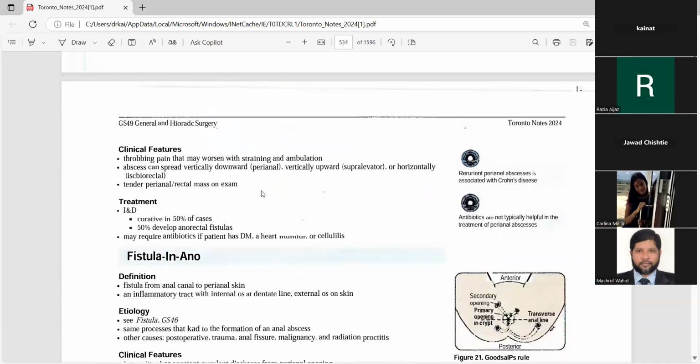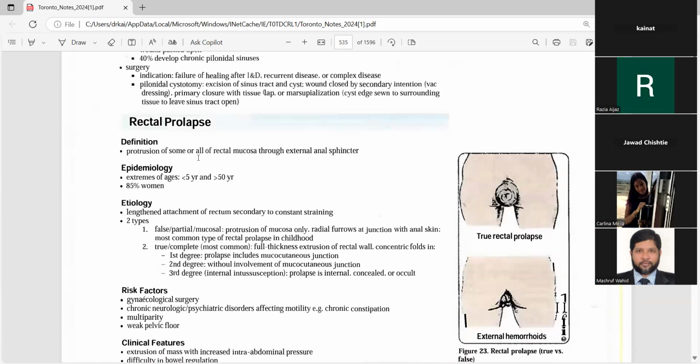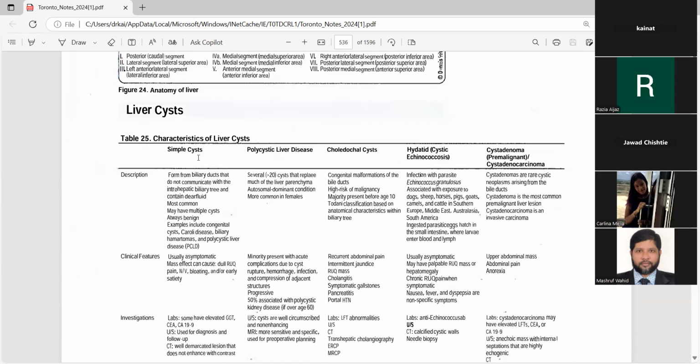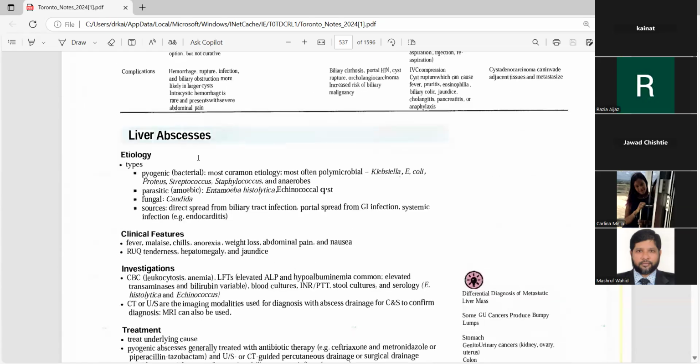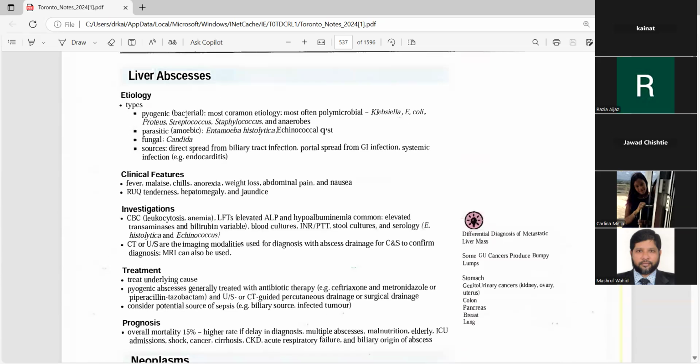So abscess is also the same. Then rectal prolapse is also kind of similar, and it's also a case of gastrointestinal. So you don't need to know a lot of this. More than liver abscess, I would suggest if you can do cholecystitis, the gallbladder abscess, pancreatitis. We will do that when we do the gastroenterology.